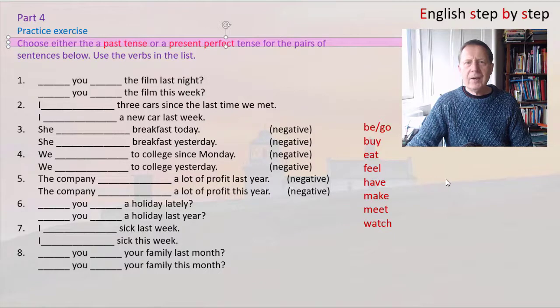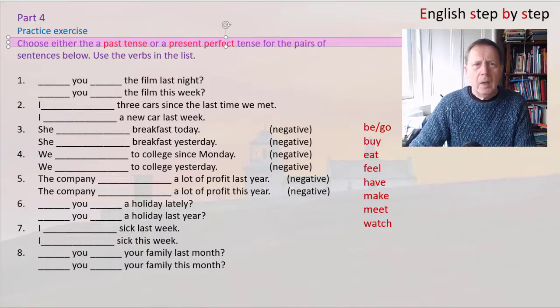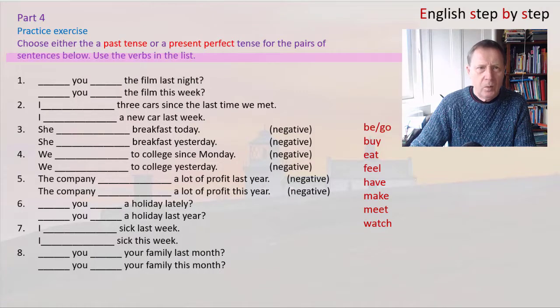So here is the practice exercise for this lesson. Choose either a past tense or a present perfect tense for the pairs of sentences below. Use the verbs in the list. So here's the list. Be and go.